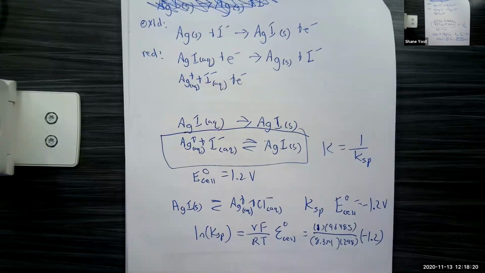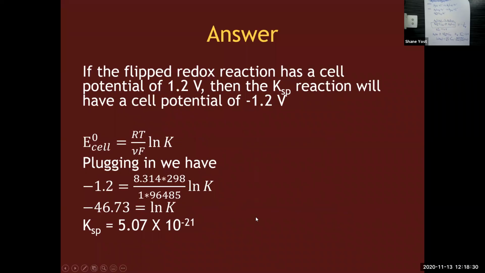And so you just got to plug everything in. That's natural log K. Take the exponential of both sides and you'll get the value of K. Just going back to the slides, plugging in all that wonderful stuff, you'll get K, which is your KSP, 5.07 times 10 to the minus 21. That is the KSP for that salt.